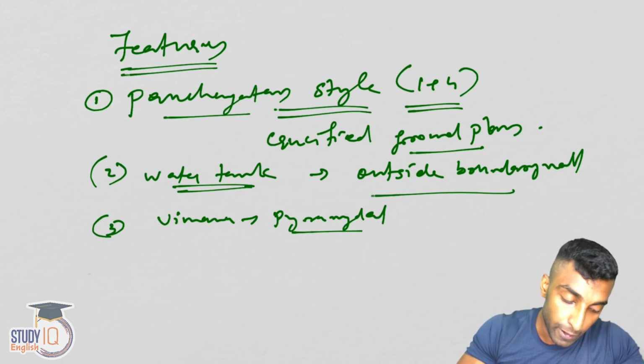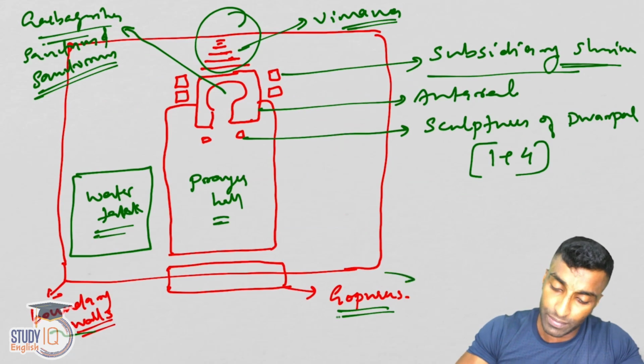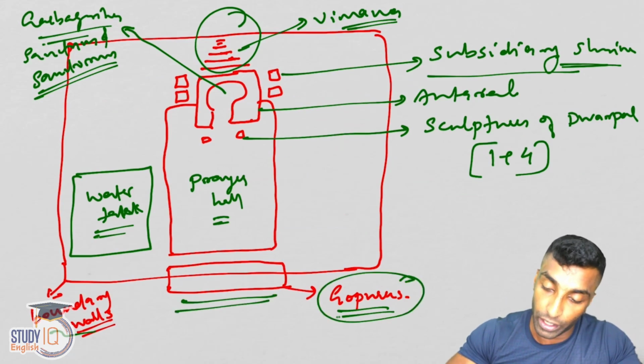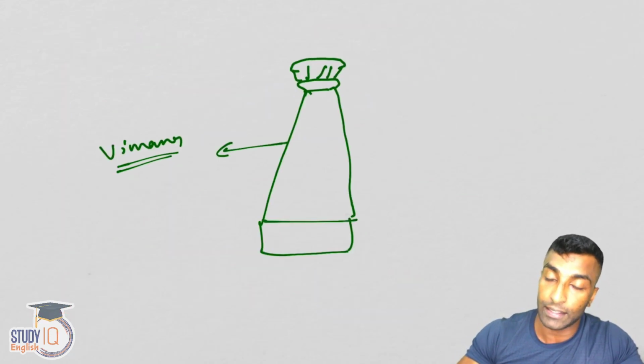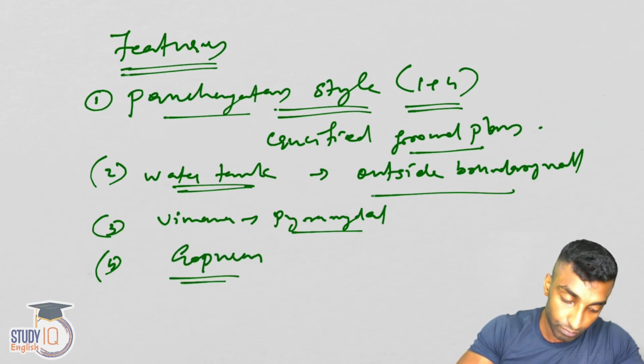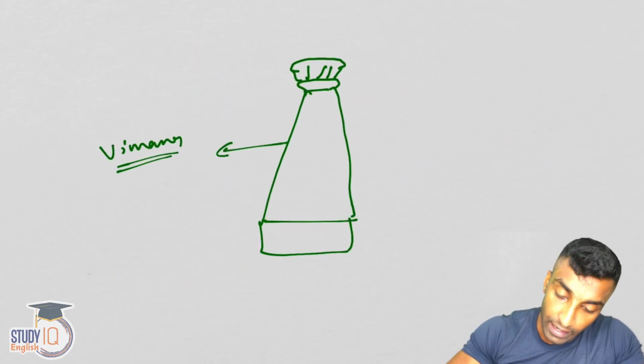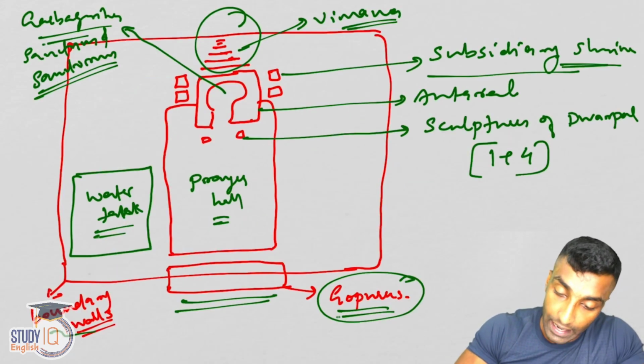So that's about Vimana. And there is also a huge gateway, which is called Gopuram. So that is very clear. This is your huge gateway, and that is called Gopura. And there used to exist some small narrow passages leading to the Garbhagriha, which is known as Antaral.